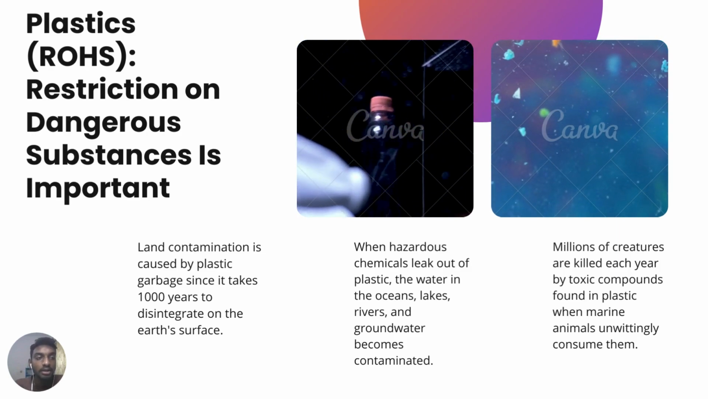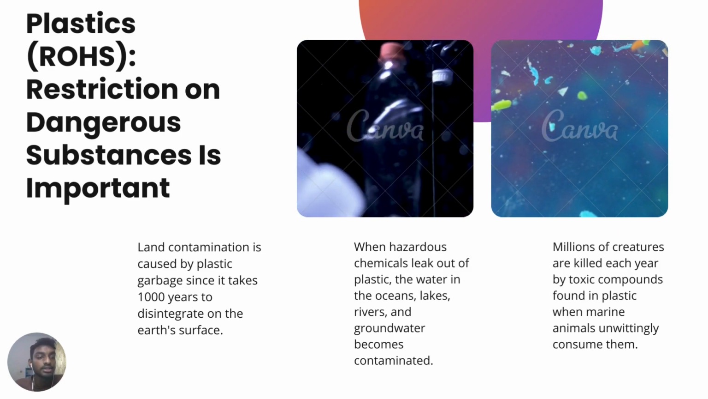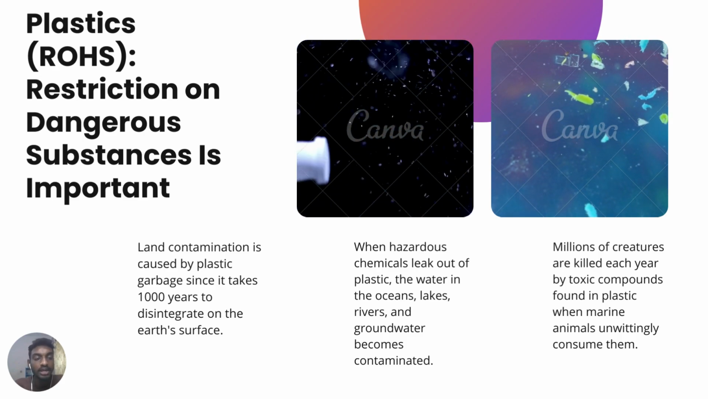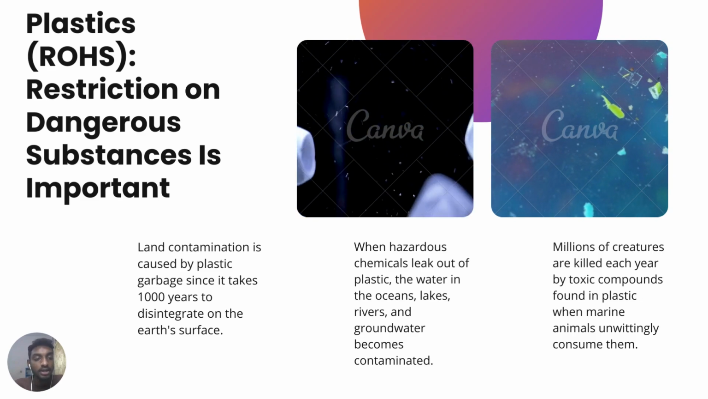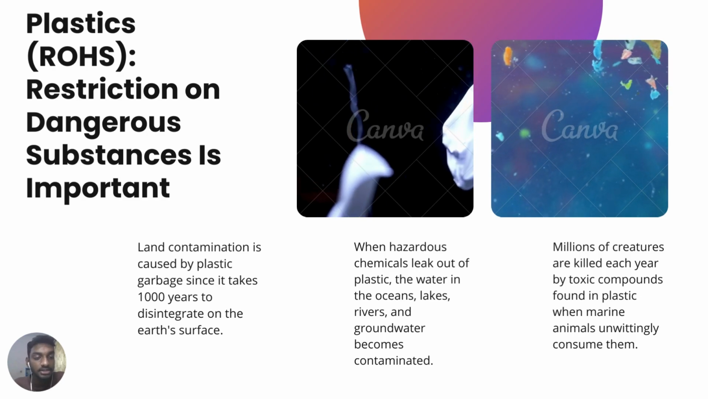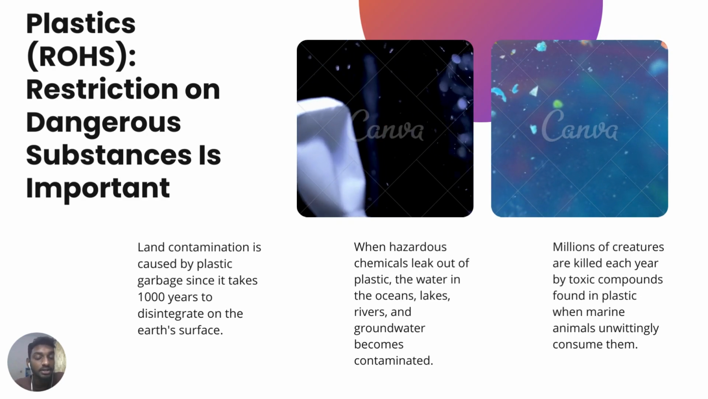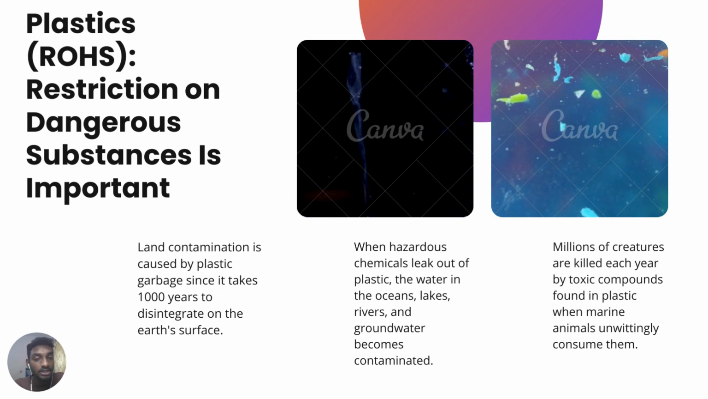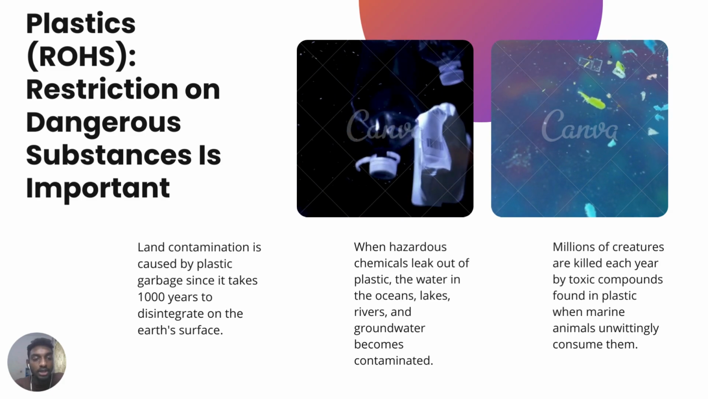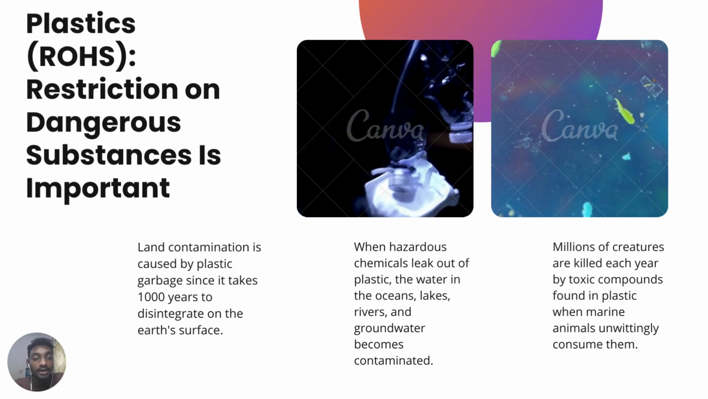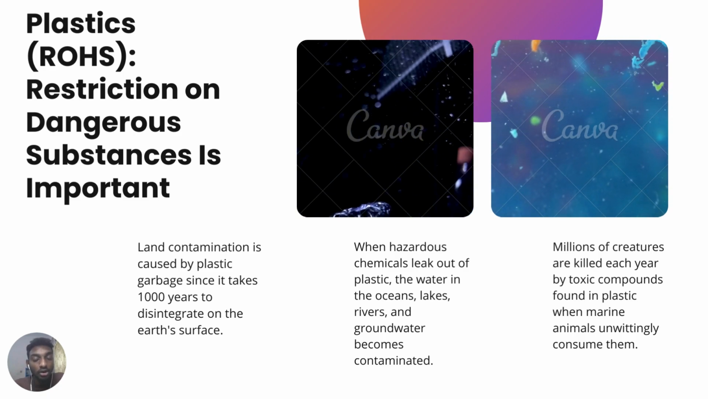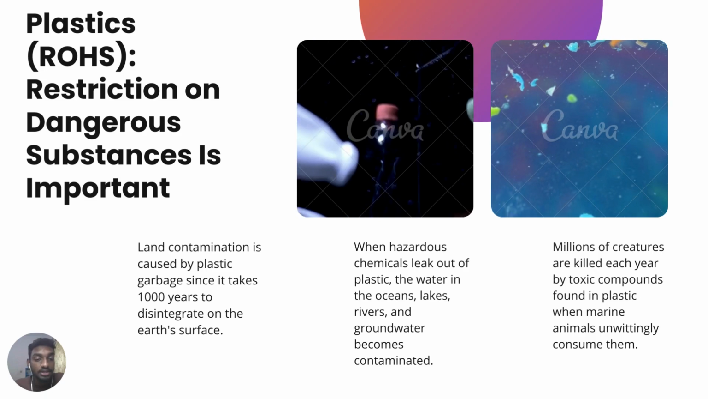Next, I will explain about the restriction on dangerous substances. Why do we need this restriction? The problem arose in our daily lives. Why? Because the land contamination, which is caused by the plastic garbage, takes 1,000 years to disintegrate on our Earth's surface. So this actually can affect our human lives because 1,000 years to disintegrate means that it can cause harm to a lot of human lives within the years.